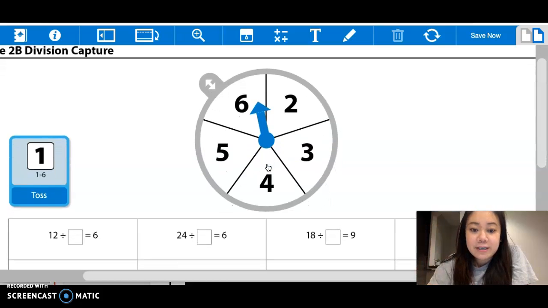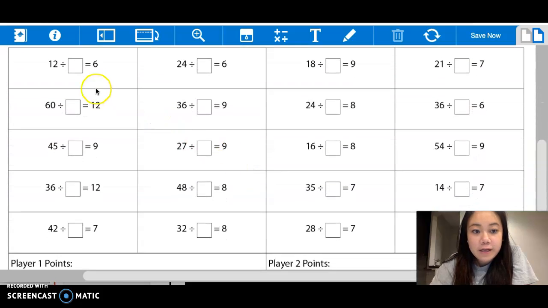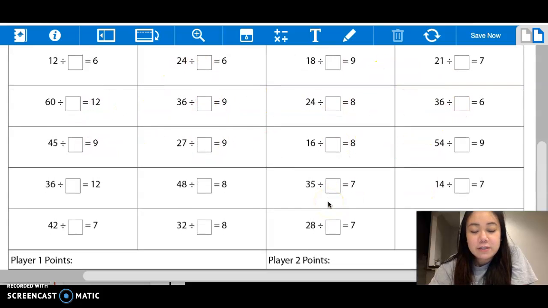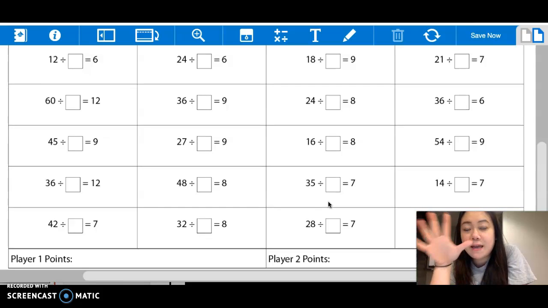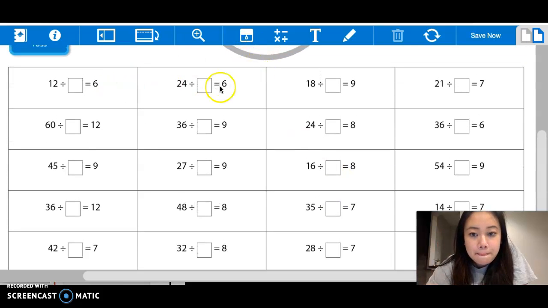So how this game works is you spin a number. Let's say you spin 5. Where can 5 go on here? You have to pick one place that 5 goes into. I know that, because this is all division here, anything divided by 5 ends either in a 5 or a 0. So I'm going to look for that. Let's try this. I see a 0 there.